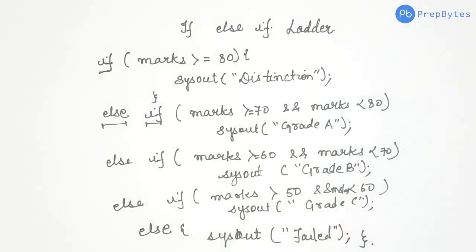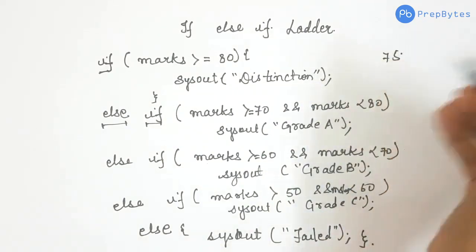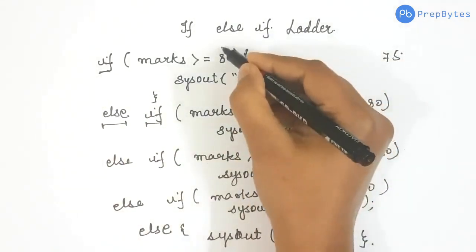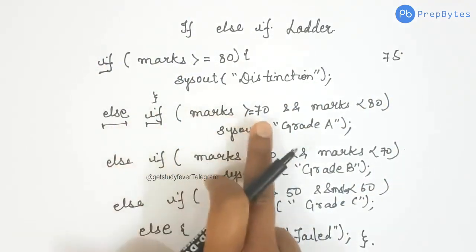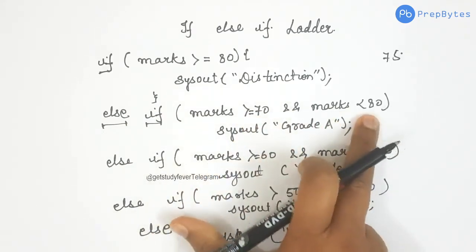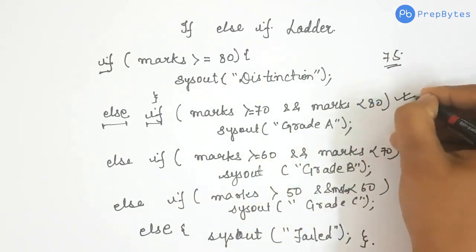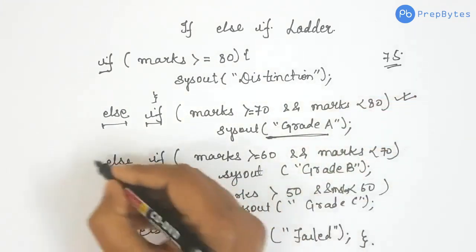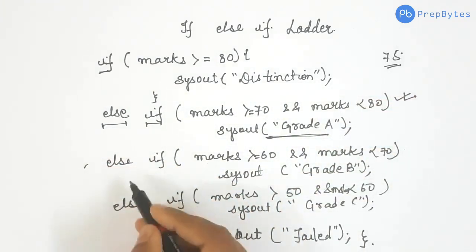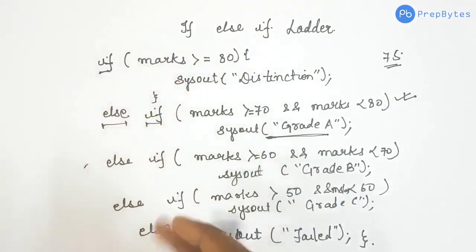So let me tell you what happens. Let's say the student obtains the marks 75. So this if is checked. If marks is greater than or equal to 80, no, then the execution comes to else if. If marks is greater than or equal to 70 and marks less than 80, this 75 falls in this category. This condition becomes true. Grade A is printed, and as soon as the condition becomes true, the rest of the conditions are not checked. The program just skips and comes out of this if else if ladder. The else if ladder is coming to an end at this particular place.